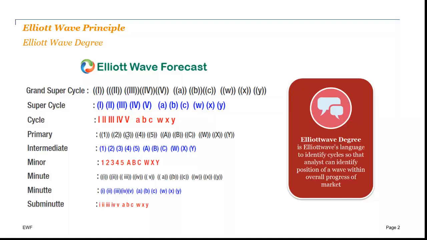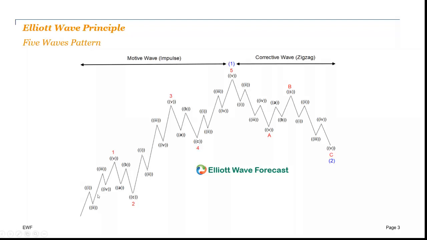Wave 3 also subdivides into another 5 waves. Wave 5 subdivides into another 5 waves. By the way, that's the rule in the Elliott wave in the impulse. Wave 1, 3, and 5 always subdivide into another 5 waves of a lower degree. Okay? So everybody understands, right?